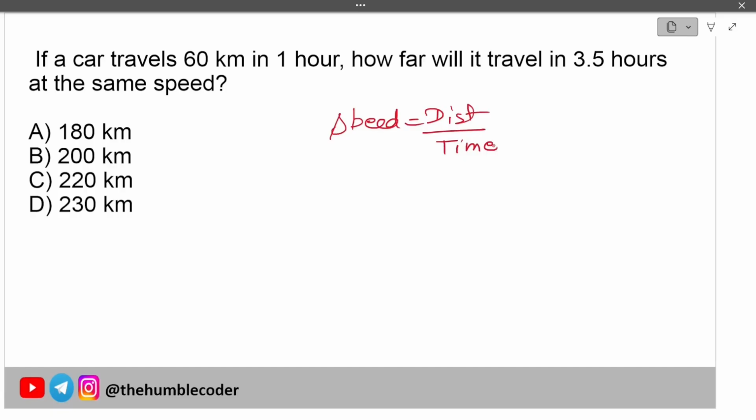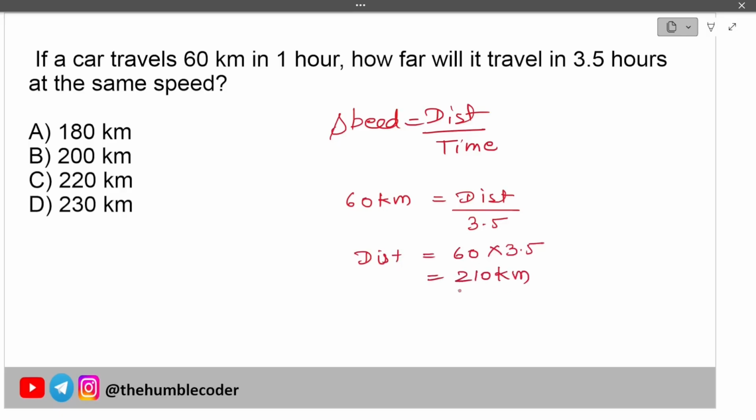these types of questions. So speed that is given to us is what? 60 kilometers per hour. Okay, so speed is 60, and distance is the one that we have to find out, and time is given to us as 3.5 hours. So how will we find out the distance? 60 into 3.5. So when we do 60 into 3.5, we will get 210. So our answer will be 210 kilometers.